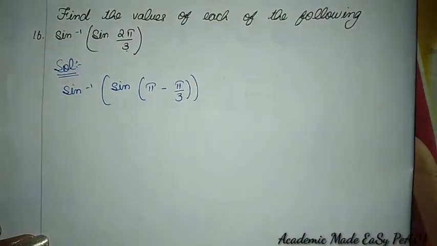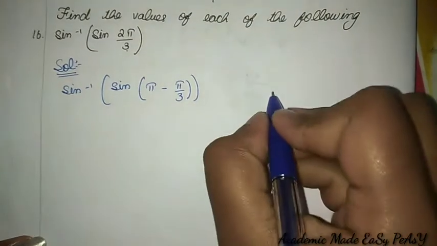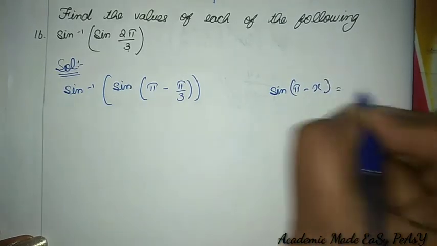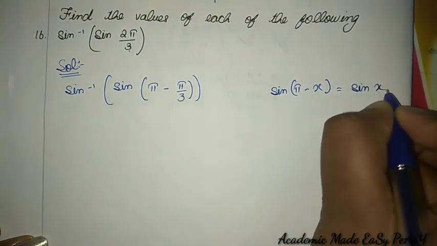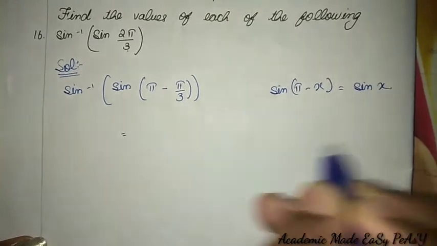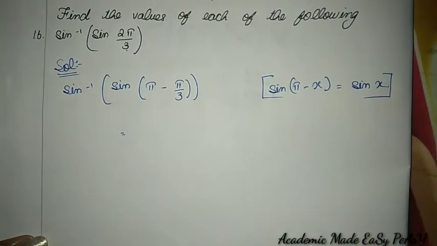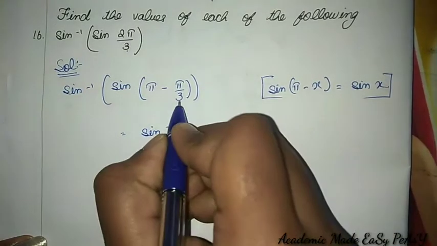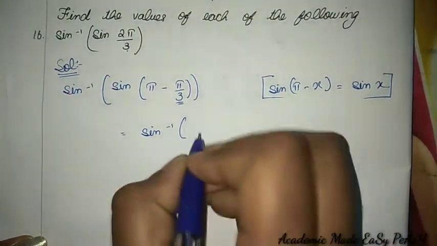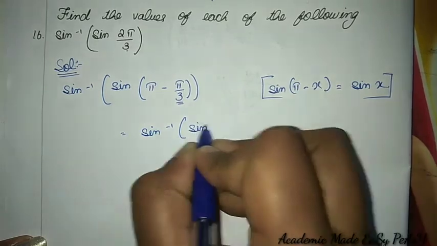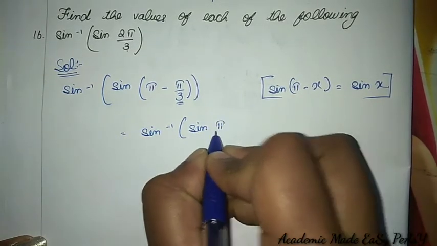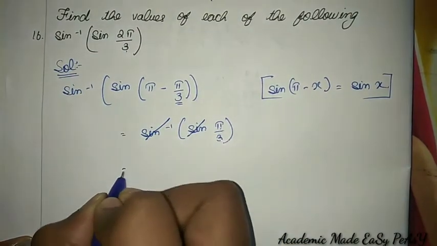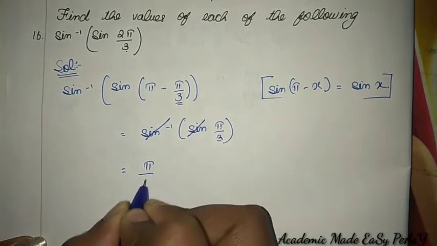So now I taught you some set of properties, no? Sine of pi minus x is equal to sine x. I will be applying this formula. What is my x over here? It is pi by 3. So sine inverse of sine pi by 3, the sine inverse and sine will get cancelled. So therefore the answer is pi by 3.